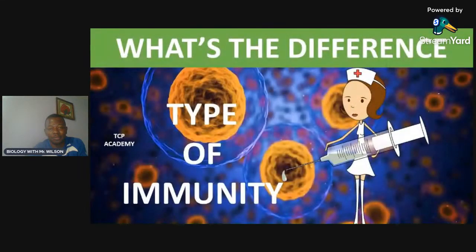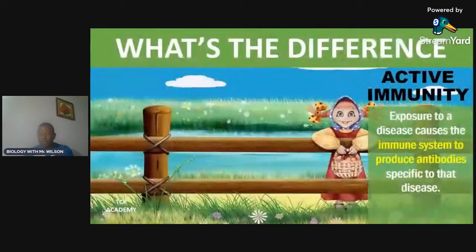Production. Today we're looking at types of immunity, and of course I am Mr. Wilson from CSEC Biology TCP. There are 2 types of immunity, active and passive. Let's look at the animation for active immunity.